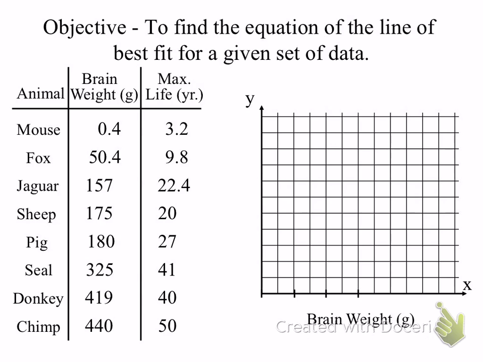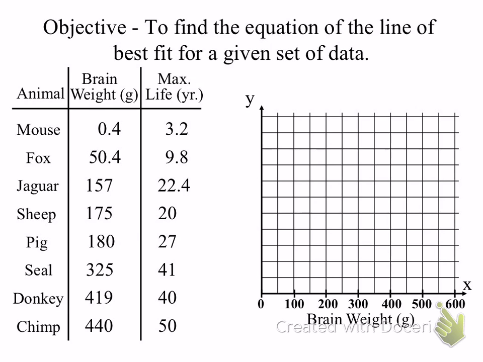So we're going to say brain weight, and the other is maximum life. Now, your scale for the x-axis has to cover from 0.4 all the way to 440. So what are we going to make our scale by? Hundreds or 50s, either one. And my maximum lifespan, they're actually doing by 50s. They just chose to write every other line.